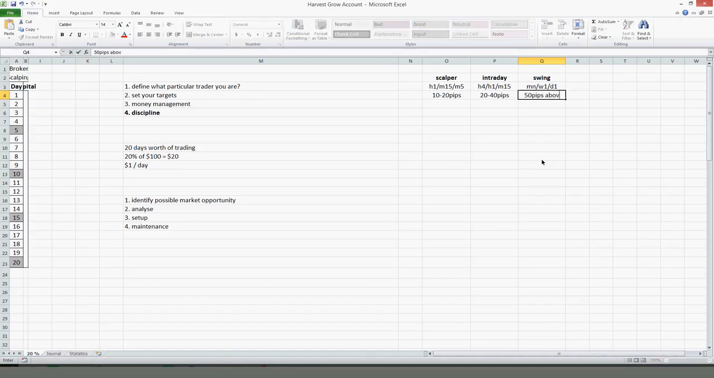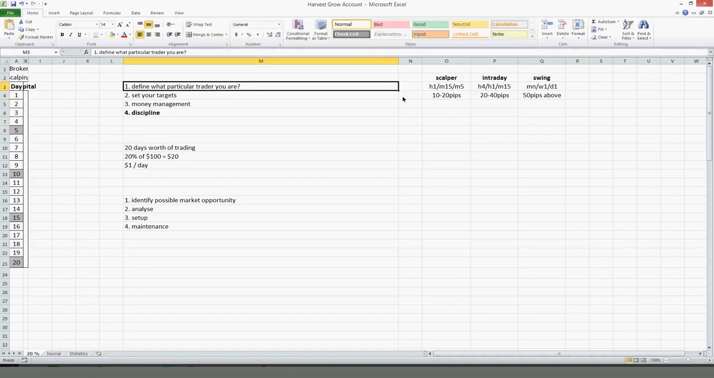Okay, all right. So that should be your aim for the day. So you do need to set your targets as well. So now you have identified what particular trader you are, then obviously now you should be able to set your targets. Okay, so if you know you are a scalper, then obviously your goal should be set at 10 to 20 pips.